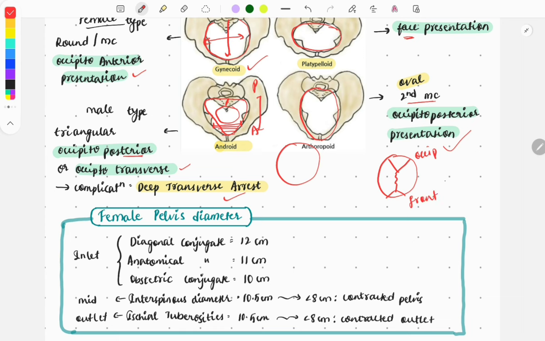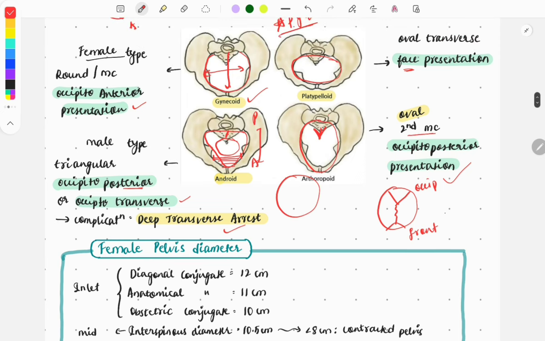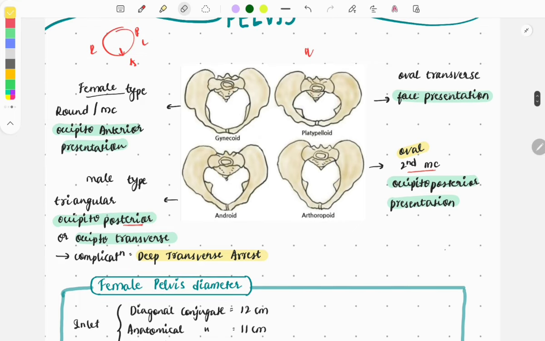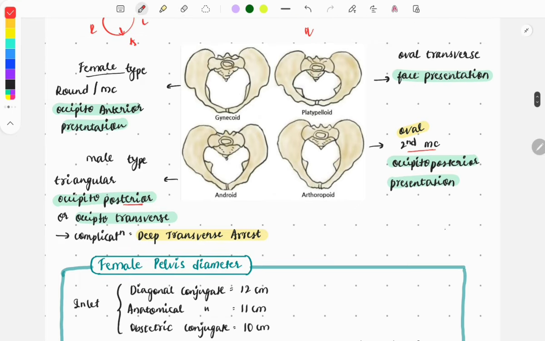Okay, so occipito-posterior means the occiput of the fetus lies in posterior relation with the female pelvis. Based on the relation of the occiput with the pelvis, we classify it into various types, like occiput anterior, occiput transverse, and occiput posterior. These were some things which you must remember from the pelvis. Look at the images, and also things like the deep transverse arrest, the occipito-posterior presentation, the male type, and also the inlet.